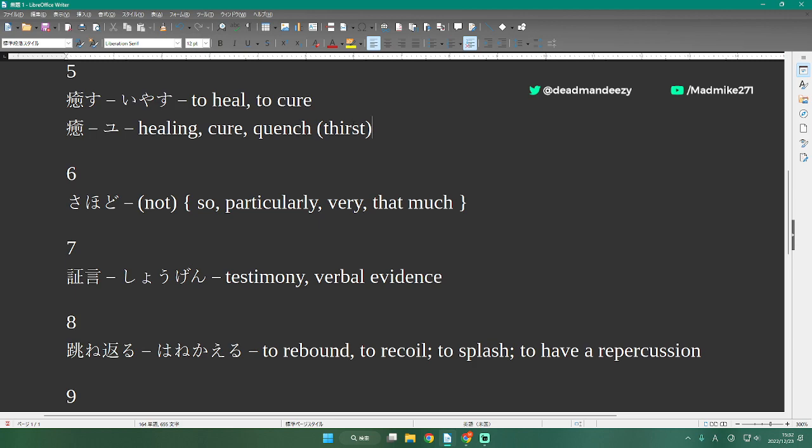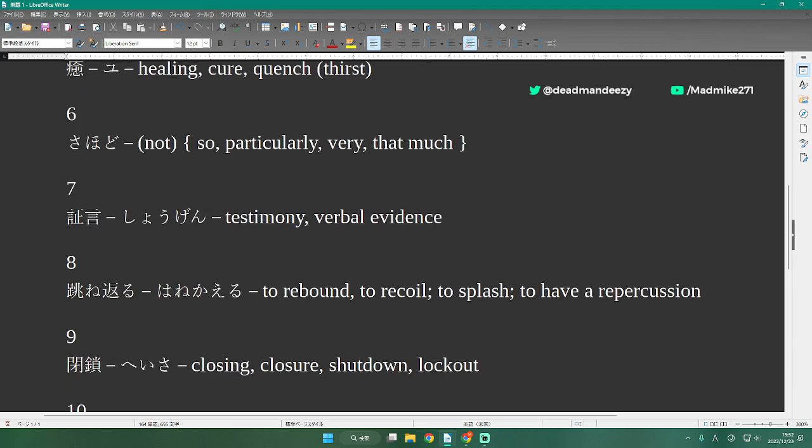Godan verb. Number 6 is sahodo. Sahodo is another adverb for not particularly, very, or that much. I put this in curly brackets because not applies to all of these. If used with a positive verb, it's particularly, very, or that much, and not could apply to any of these if it's used with a negative verb. Sahodo is particularly, very, or that much, or not so much, not particularly or not very much.